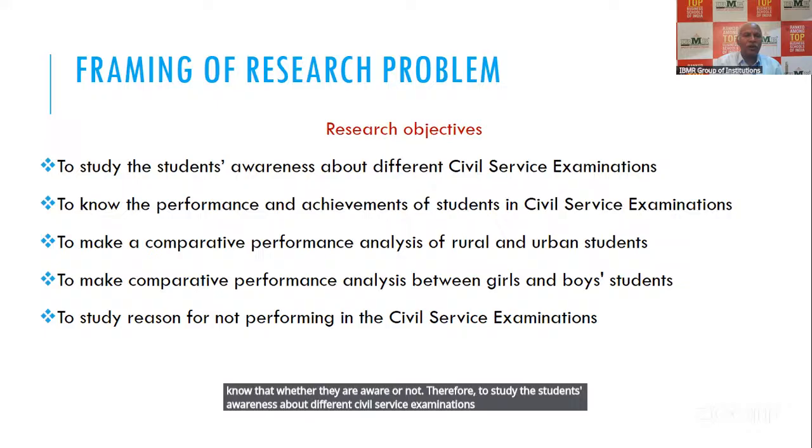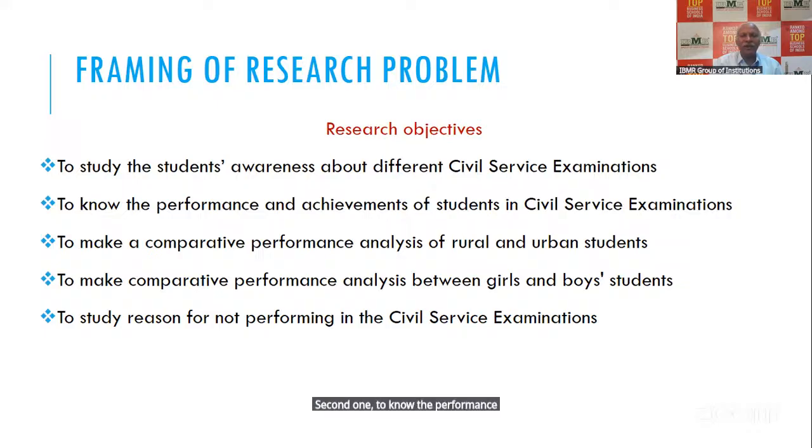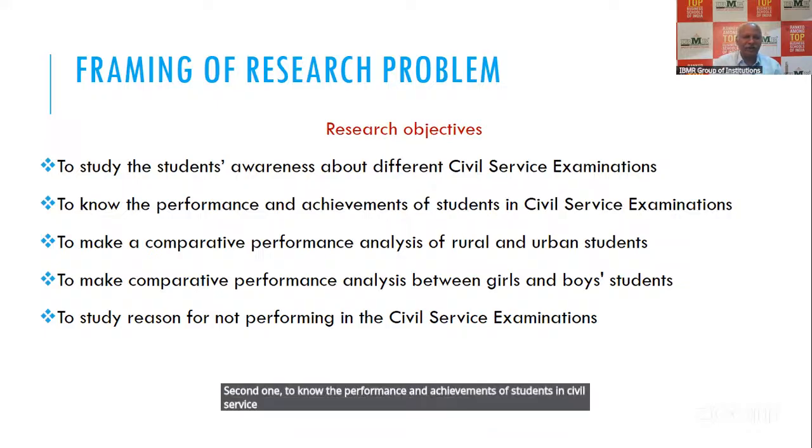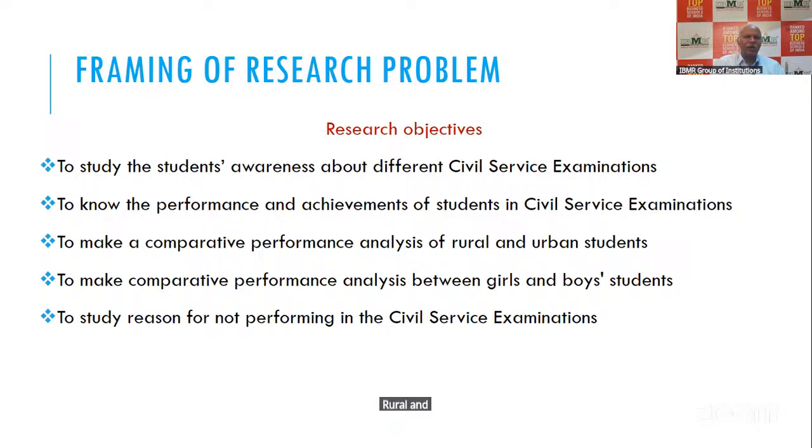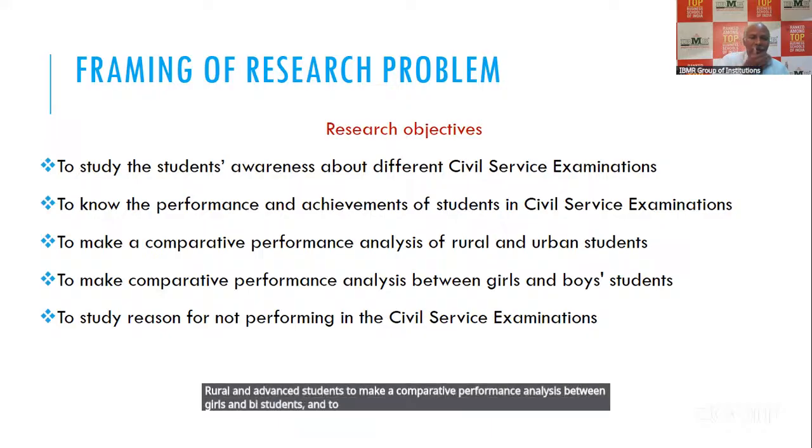Second one, to know the performance and achievements of students in civil service examination. To make a comparative performance analysis of rural and urban students. You can still improve the objectives. To make a comparative performance analysis between girls and boys students, and to study reasons for not performing in the civil service examination. How do you find these objectives? Are these objectives relevant?